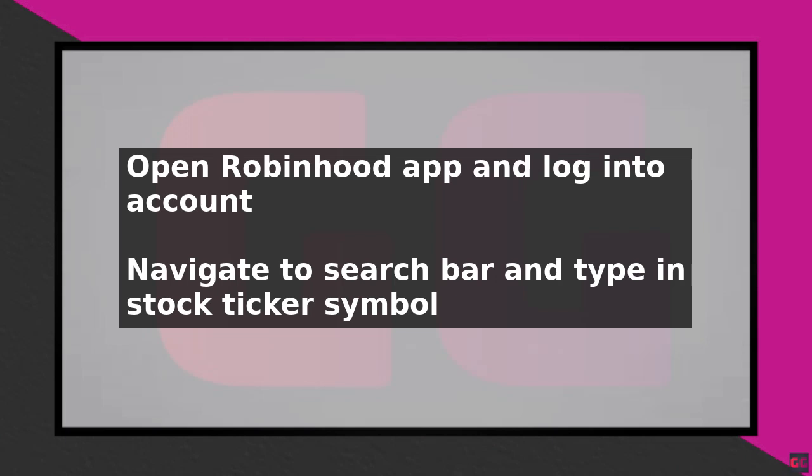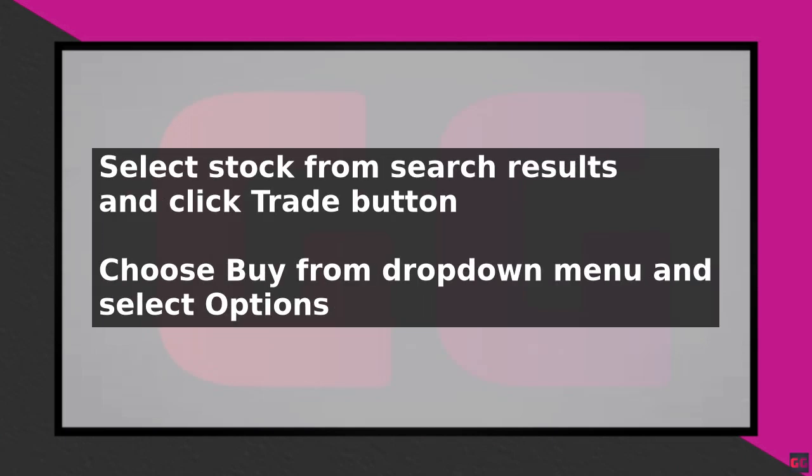On the stock's detail page, click on the Trade button and select Buy from the drop-down menu. Then select Options from the menu and choose the expiration date and strike price of the put option you want to buy. The strike price is the price at which you can sell the stock if you choose to exercise the option. Put options give you the right, but not the obligation, to sell a stock at the strike price. When you buy a put option, you are betting that the price of the stock will go down.